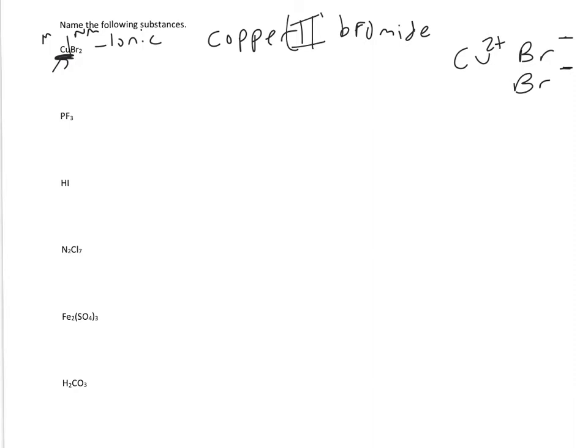Alright, next I look, P is a nonmetal. F is a nonmetal, so that means this is molecular. So this will use prefixes. So this is going to be phosphorus. I don't say mono because it's listed first. I don't need to use mono. And then trifluoride, tri for 3, and that's it.